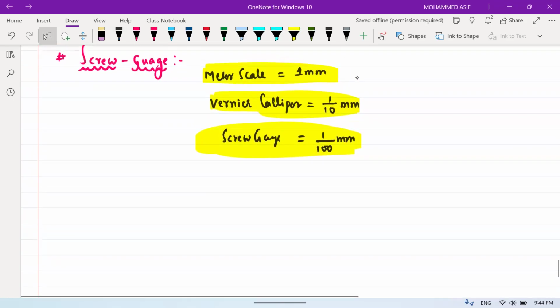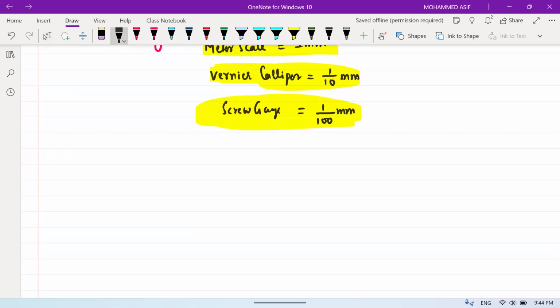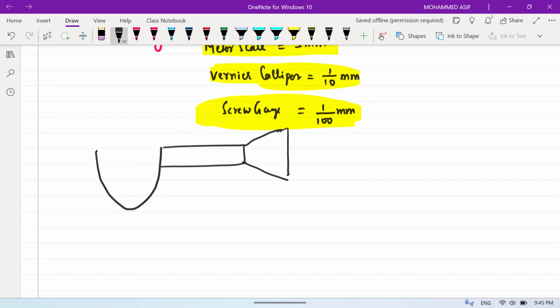स्क्रू गेज क्या रहता है बेटा? आइडिया है किसी को? Right now, like U shape, ऐसा एक स्ट्रक्चर होता है, यहाँ पर एक स्केल होता है बेसिकली. There will be one main scale, something like this, and there will be a circular scale like this. Okay, this will be the bar. So this is called your main scale, and this one will be your circular scale.